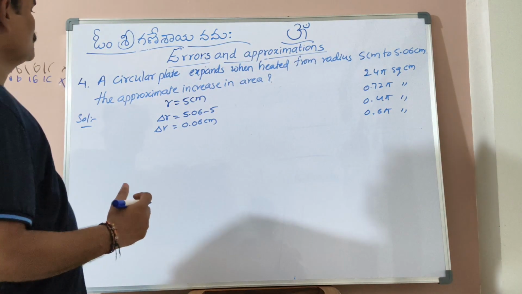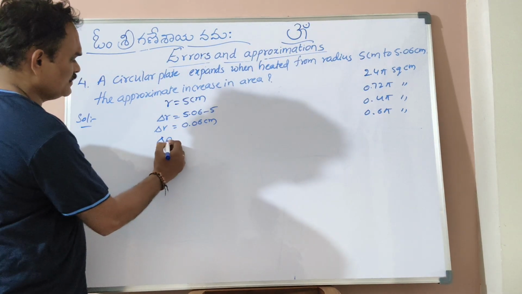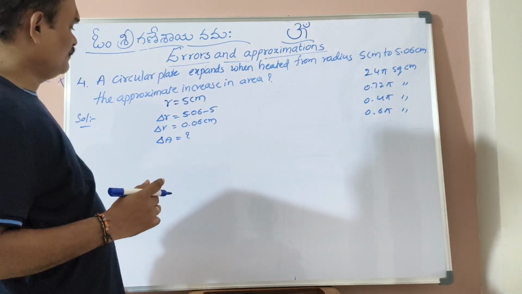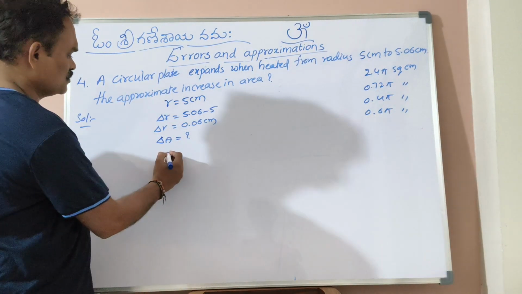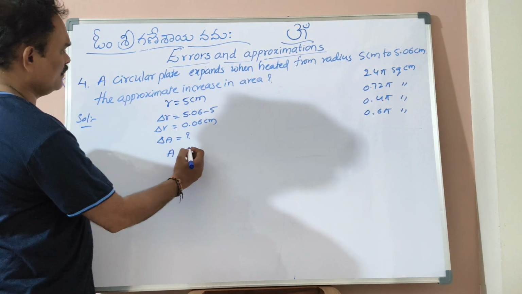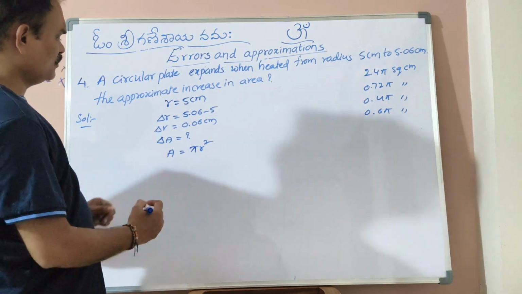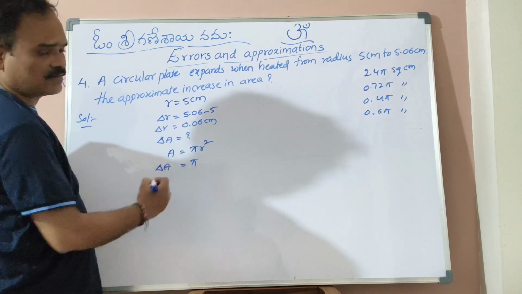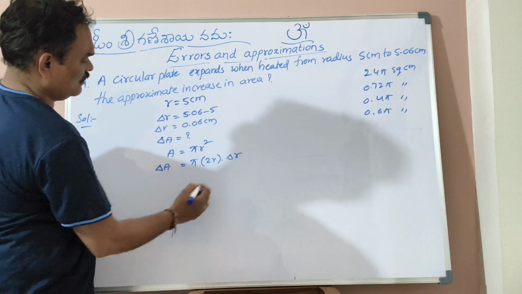of the plate. So what we have to calculate is the approximate increase in its area. If A is the area, then we have to calculate delta A. So we need a formula between A and the radius of the plate. The plate is circular, so its area is A equals pi r square. So to calculate delta A, we can take the differentials on both sides. Pi is constant. So the derivative of r square is 2r into delta r.